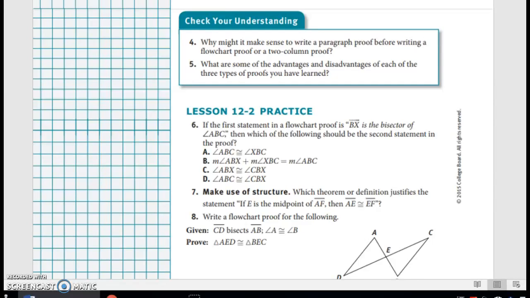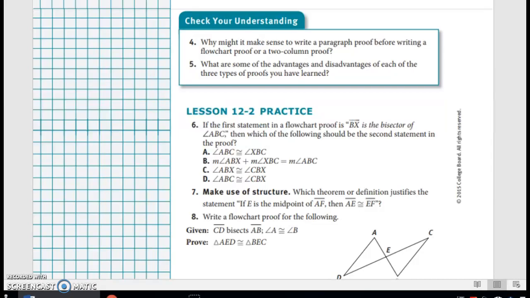Hello, welcome back. So for this next part, we're going to be checking your understanding. I want you to get in groups or pairs and look at these next two questions, 4 and 5, and try to discuss, write down your answers, and see what you think.